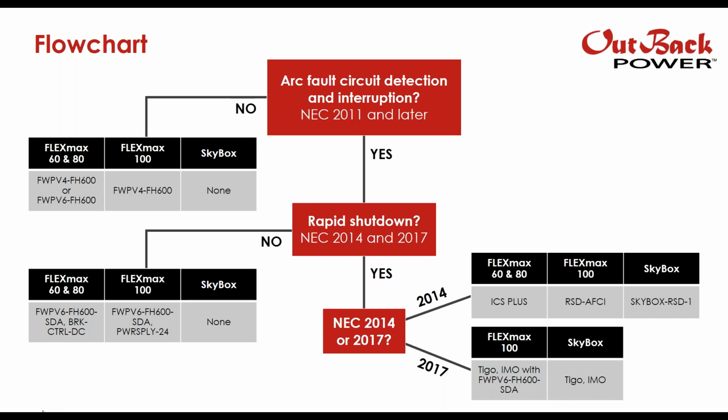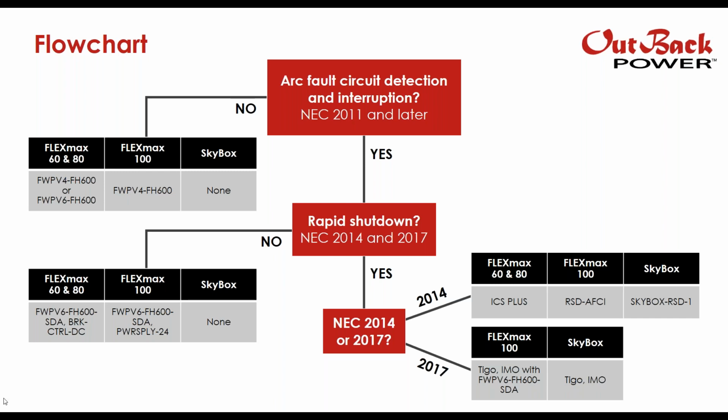code cycle. For the FM100, a module level rapid shutdown with the FlexWare PV6 SDA, this is the combiner box that you might see with the ICS Plus solution, would be the solution for this. So you'd have either a module level rapid shutdown along with the combiner box. And then for SkyBox, just a module level rapid shutdown would work. So we have the two companies that we tested with, Tigo and IMO.